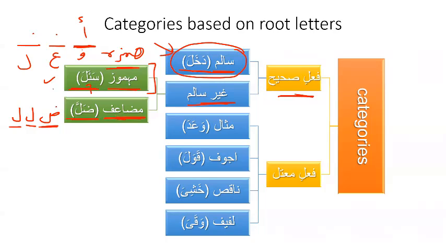All right, so now you've learned two. So you learned mahmuz and you've learned mudaf, which means double. So mudaf is where the root letter appears twice.